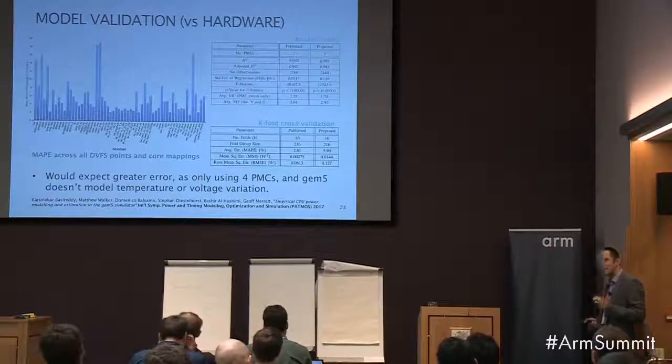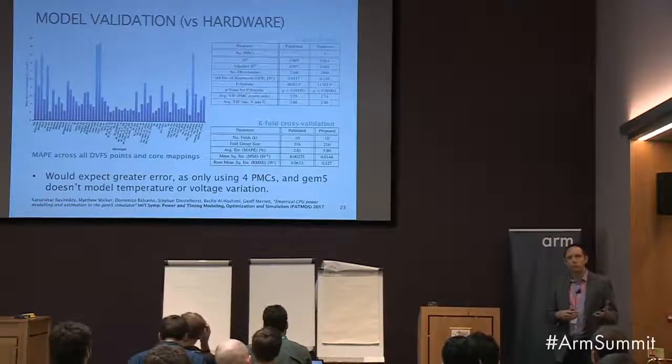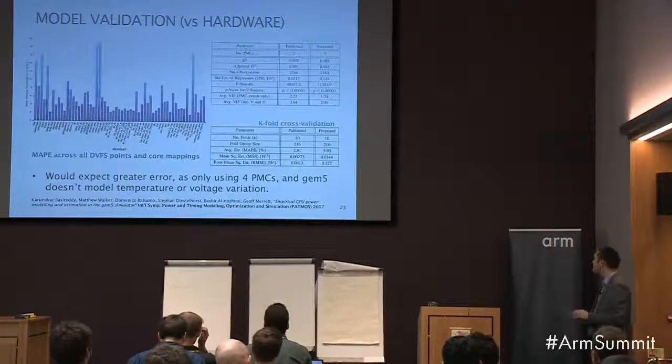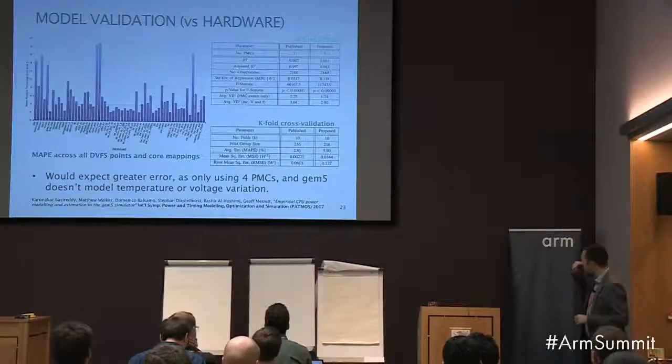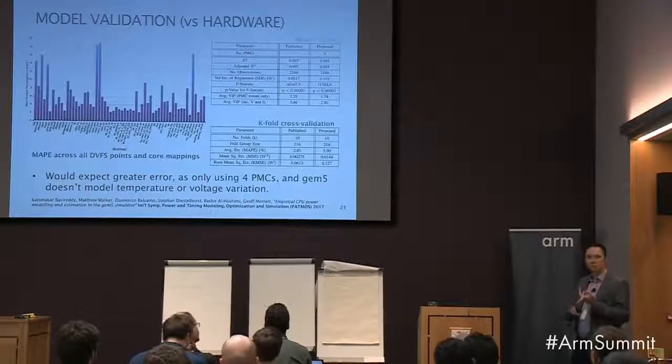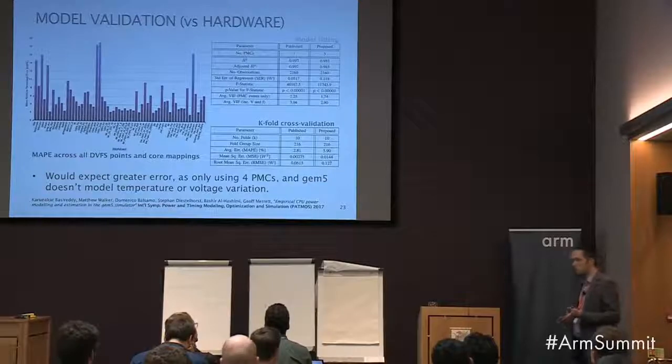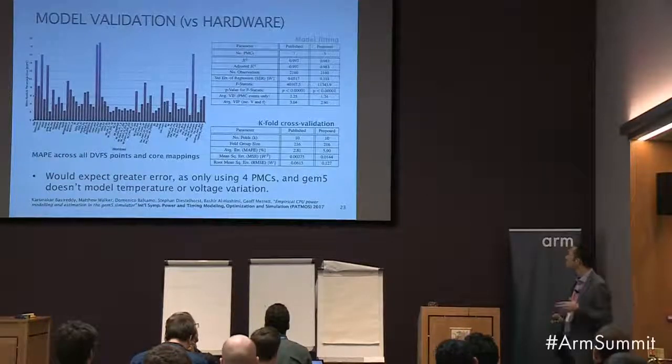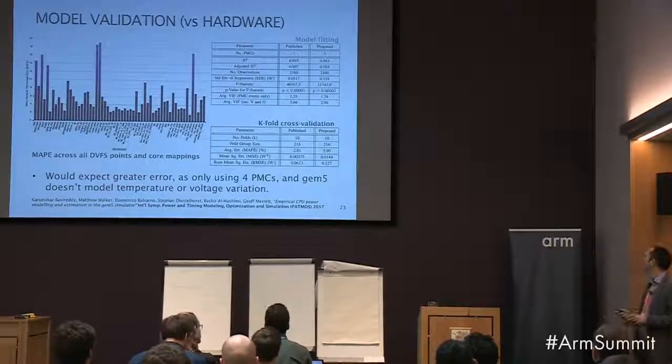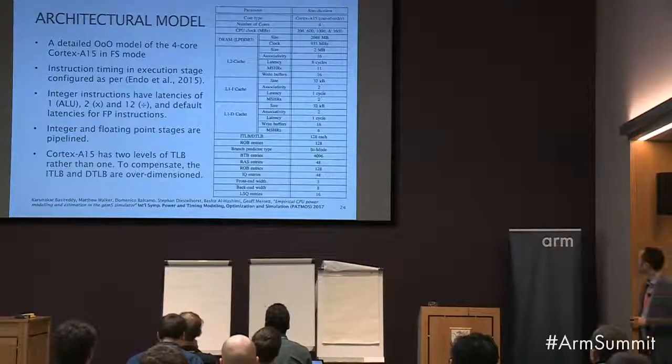We wouldn't expect it to be as good as the original model. We've dropped 2 performance counters. They were giving it valuable information. And also, when we apply this model into Gen 5, it doesn't provide the opportunity to model the temperature or the voltage variation that our hardware model would have used. So we're not expecting to get as good predictions of power.